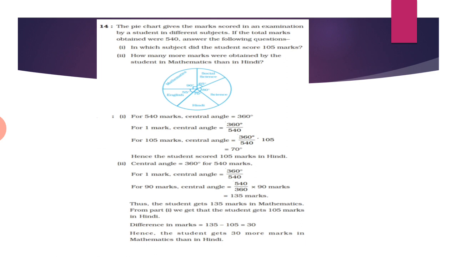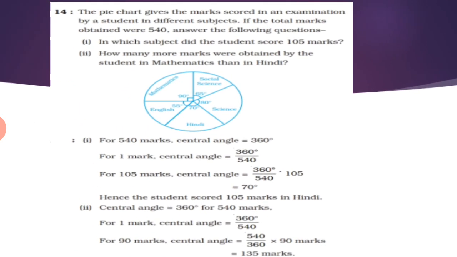Now there's another question here. This is question number 14 from your exemplar. The pie chart gives the marks scored in an examination by a student in different subjects. If the total marks obtained were 540, answer the following questions. Now, if you cannot see it so well, please zoom it.